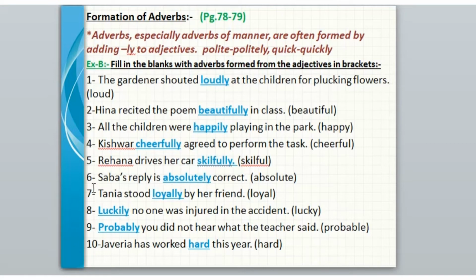Okay. Number 6. Saba's reply is dash correct. Bracket says absolute. So students, absolute is the adjective. How will we make it an adverb? By adding ly. So it will become absolutely. Okay. So you will write absolutely in our blanks. Pay attention to the spellings. And let's read the whole sentence again. Saba's reply is absolutely correct.